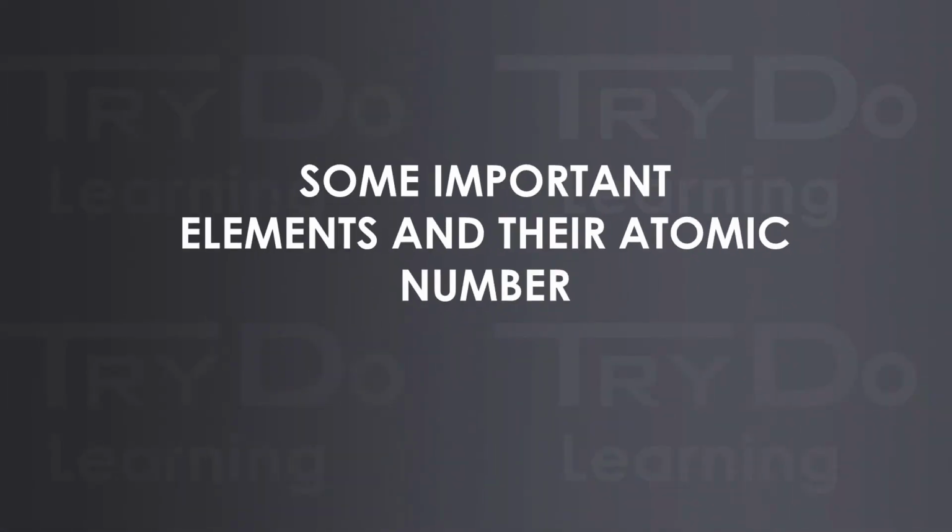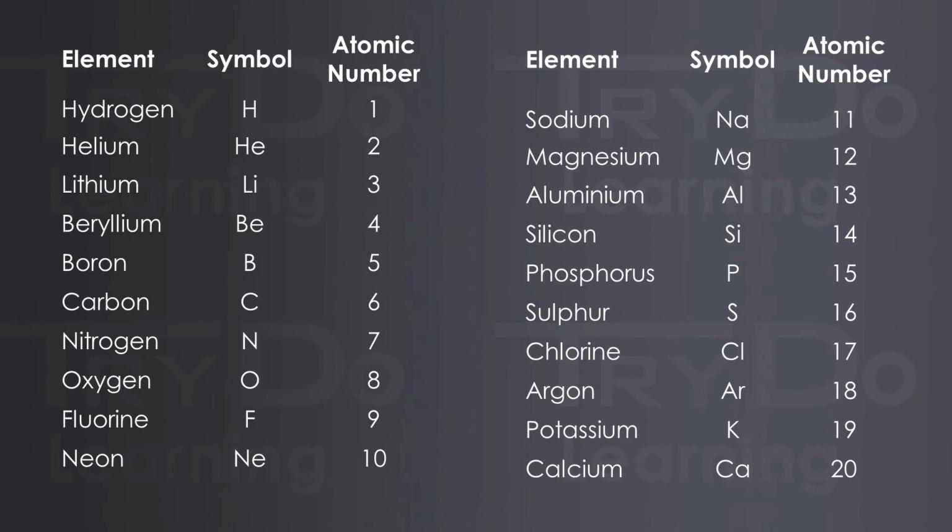Now we shall see some of the important elements and their atomic numbers. So here are the atomic numbers of the first 20 elements. It will be really helpful for you to study these and memorize. We shall see them one by one.